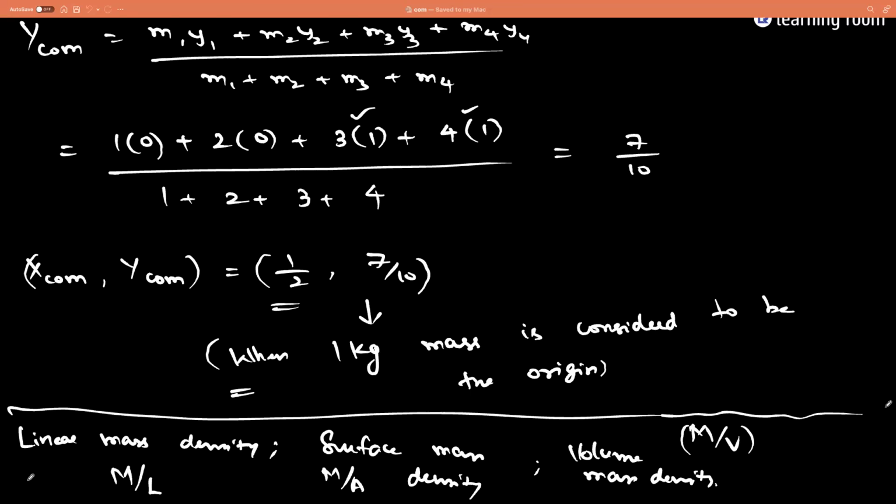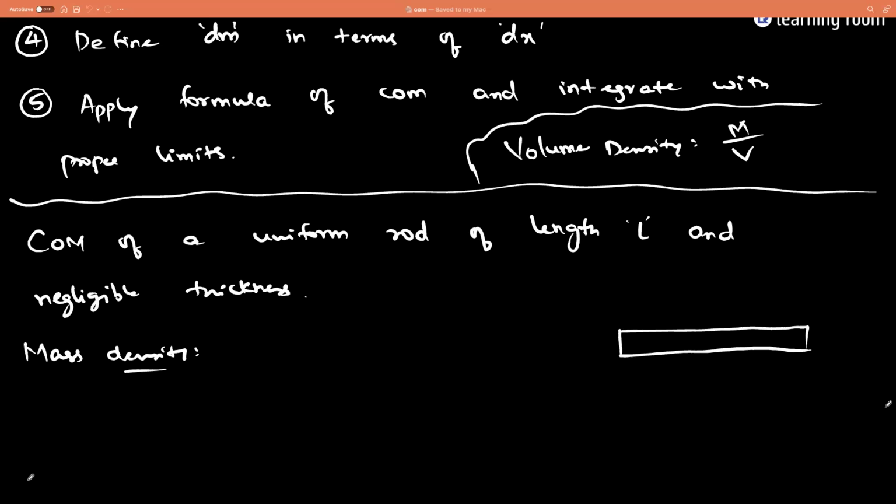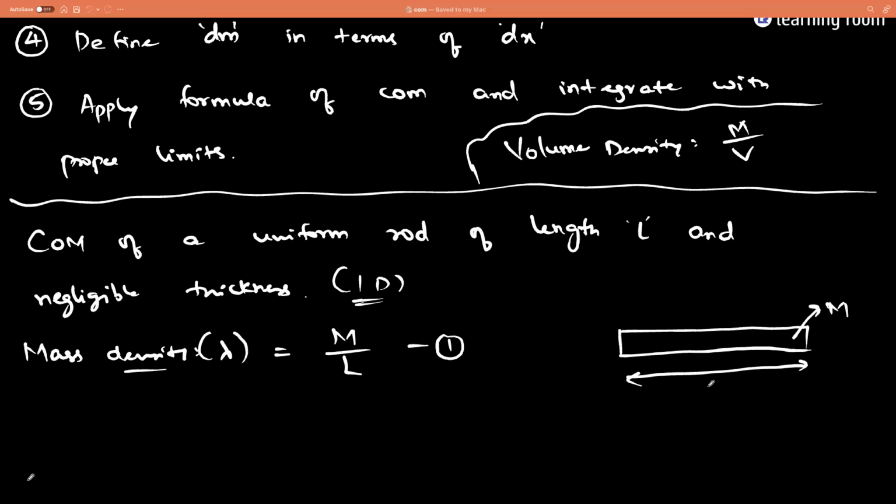Now, in the scenario given here, since we have a rod of length L and negligible thickness, it is a one-dimensional object. For a one-dimensional object, the type of mass density we define is linear mass density, represented by the symbol lambda. Lambda is equal to M divided by L, where the mass of this rod is capital M and the length of the rod is capital L.